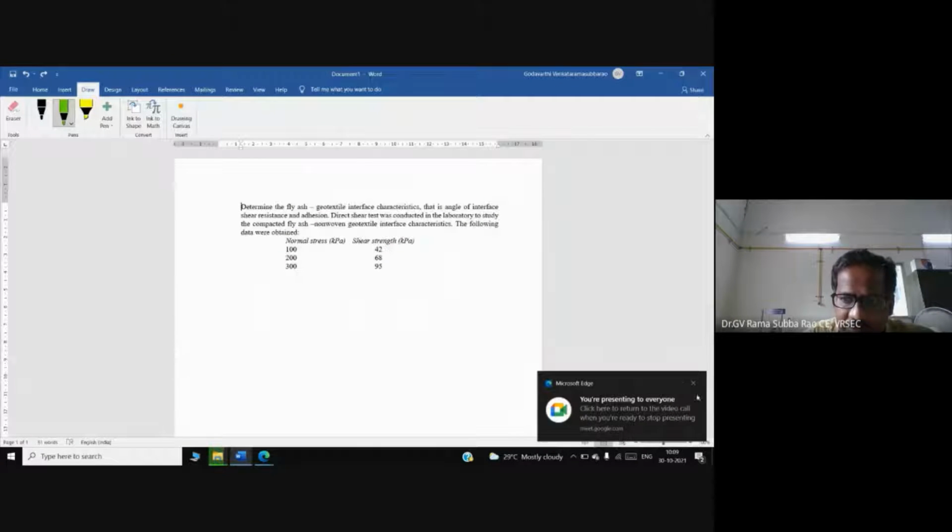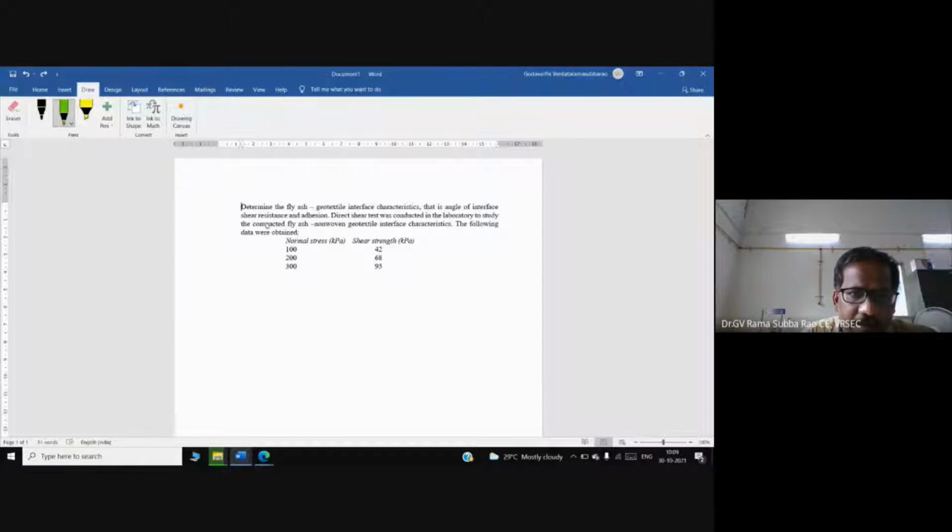So this is the question actually. I will read the question. Determine the fly ash geotextile interface characteristics. Let me tell you, these interface characteristics are very important when you're designing any reinforced soil structures. It may be a reinforced soil wall or reinforced soil slope.